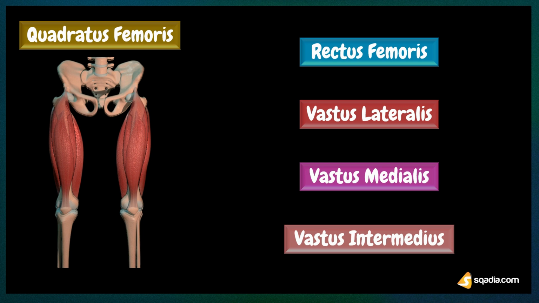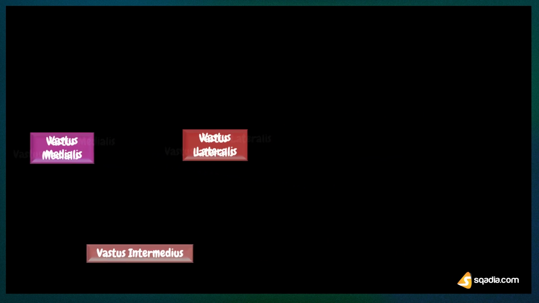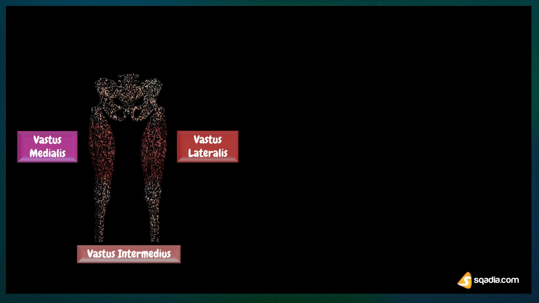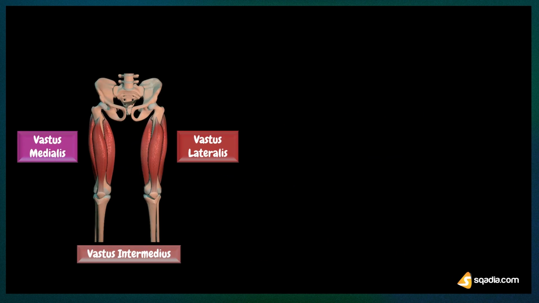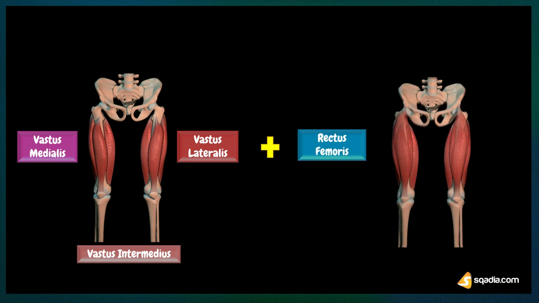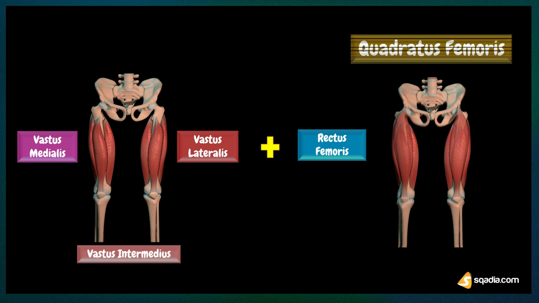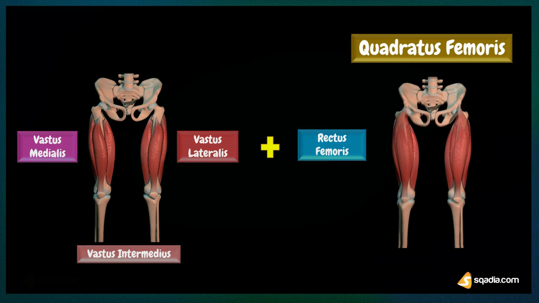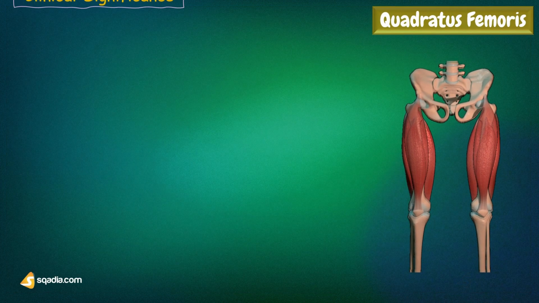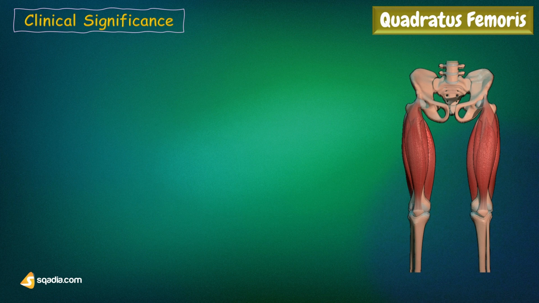Now that we have talked about all 4 muscles that make up the quadriceps femoris, here you can see the 3 vasti muscles together in this illustration. The rectus femoris muscle is present at the anterior aspect and covers these 3 muscles, as shown here. Together, these 4 compacted muscles are known as the quads or quadriceps femoris. Collectively, these muscles are of great clinical importance.